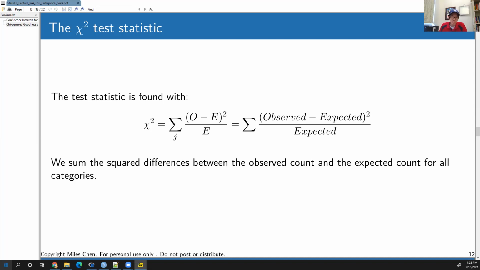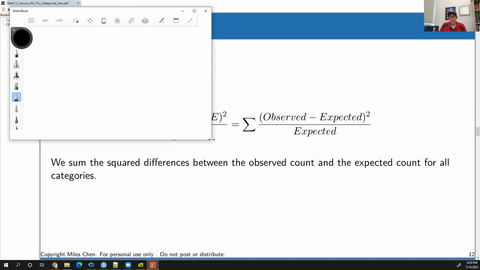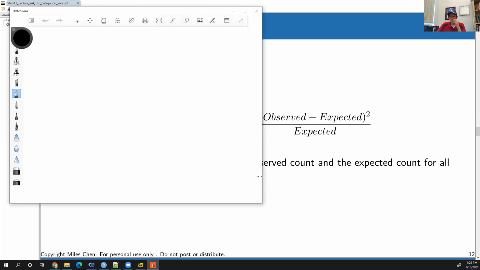What we do is we say, okay, what's the difference between what we observed and what we expected to get? Again, our observed and expected. And then our chi-squared statistic is going to be the sum. We're going to do this calculation: observed minus expected, squared, divided by expected. We're going to do this for basically all categories, and we're going to sum this up.